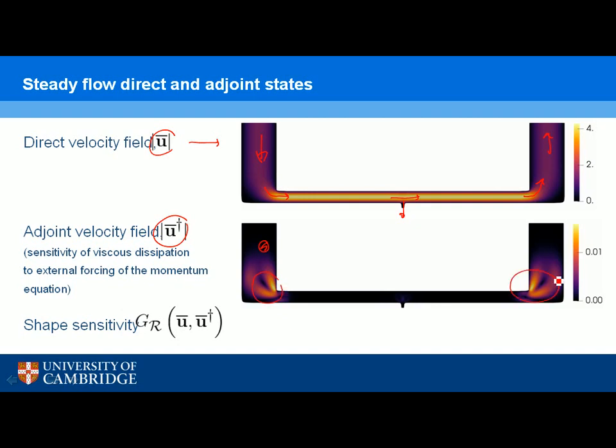And then we can work out the sensitivity to boundary changes from a combination of the direct and the adjoint velocity fields. The details of that are given in the paper, but as you'd expect, geometry changes that change the flow around these corners here have most influence on the viscous dissipation.